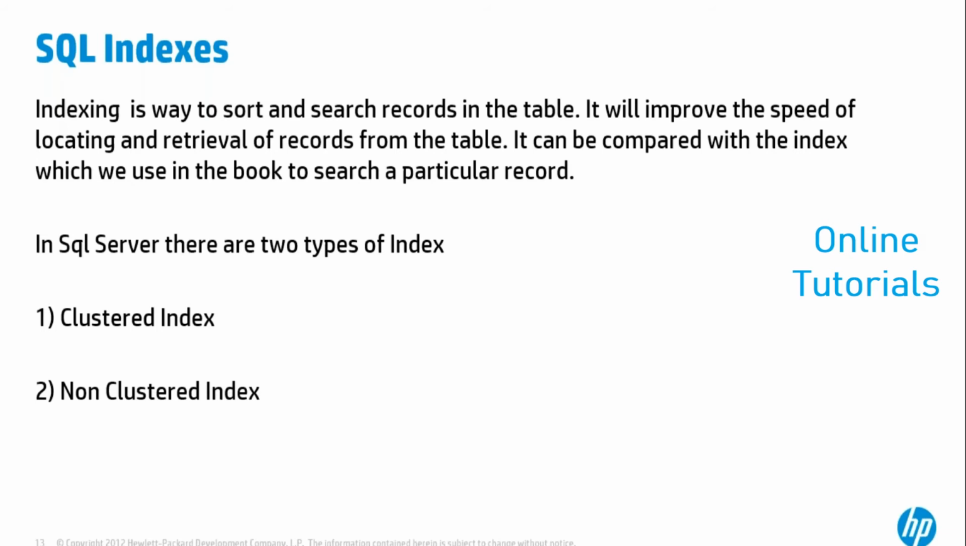To reach a particular page easily, whatever page you want to reach, you can reach easily. If the index is not there, you have to go across all the pages one by one. But if the index is available, you can directly reach that particular page, that particular record.